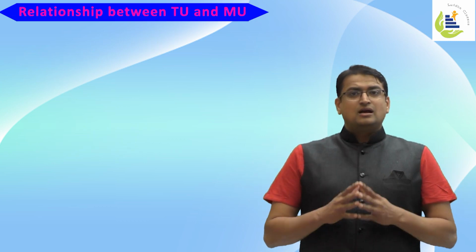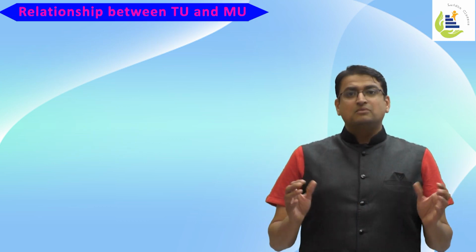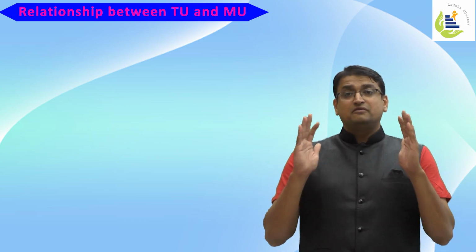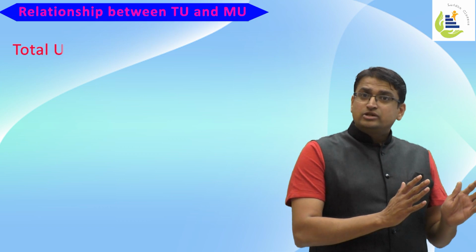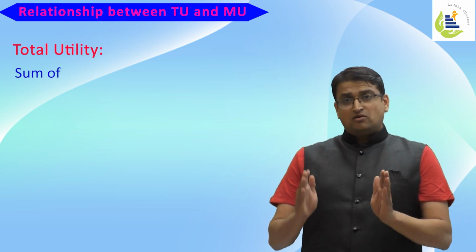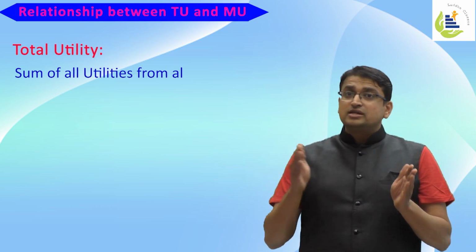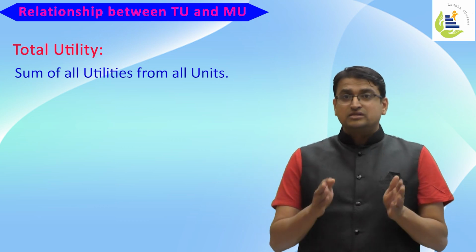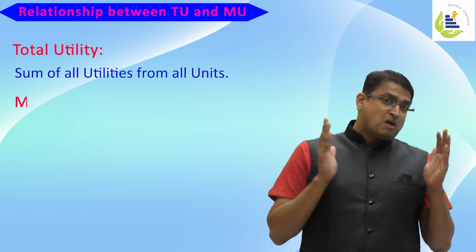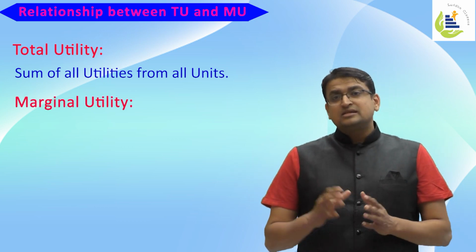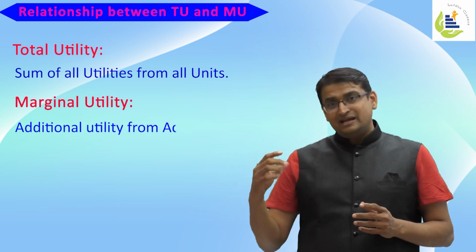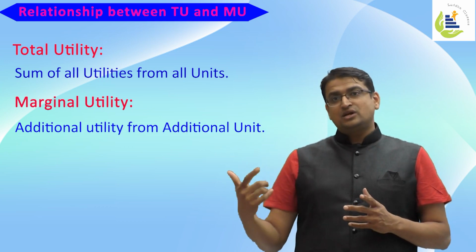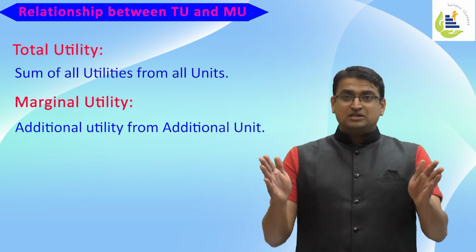In a nutshell, I'll try to explain this in simple terms and then the whole concept with a nice example. So in a nutshell, what is total utility? It is the sum or total of all the utilities created by all the units consumed. And what is marginal utility? It's an additional utility or extra utility created by an additional unit or an extra unit.